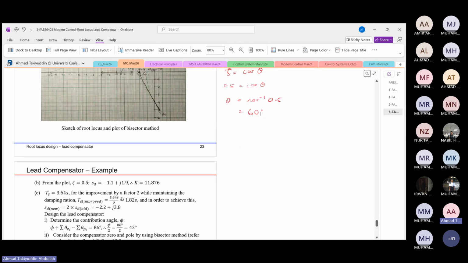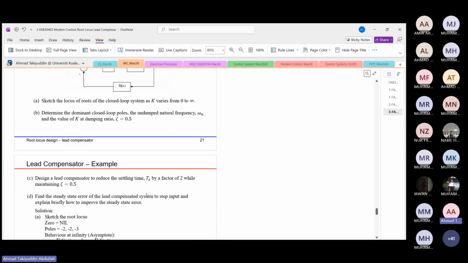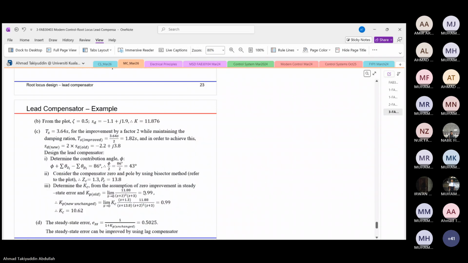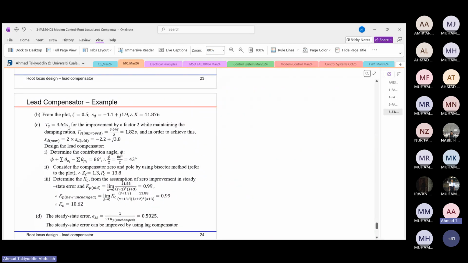The settling time that I'm going to have here will be 3.64 seconds. I need to consider this settling time. So how do I get this, guys? Ts equals 3.64 seconds. How do I get this? And I want the improvement of the settling time to be by a factor of 2. How do I get this 3.64 seconds?